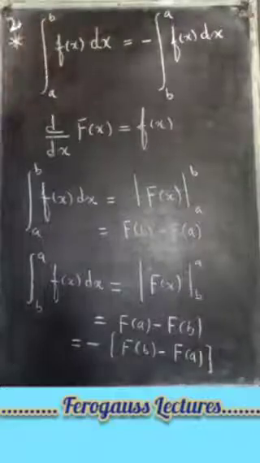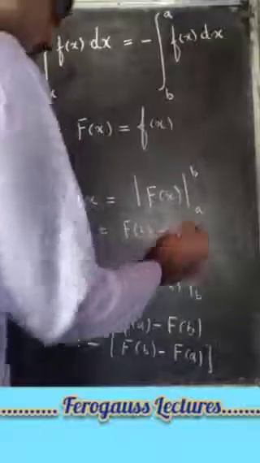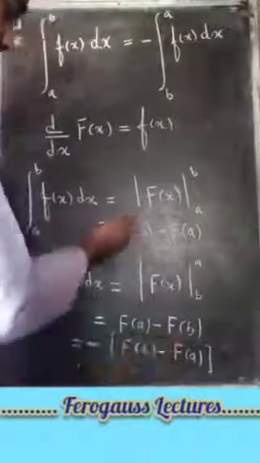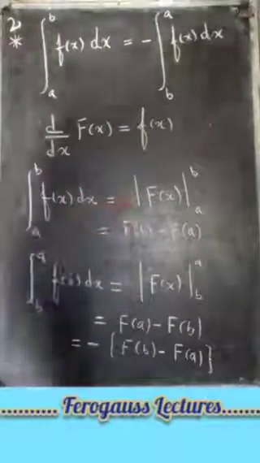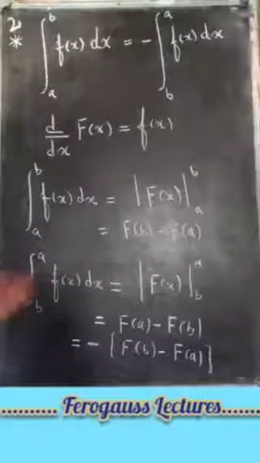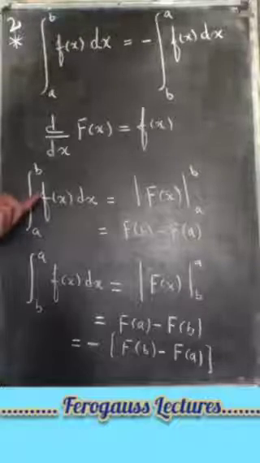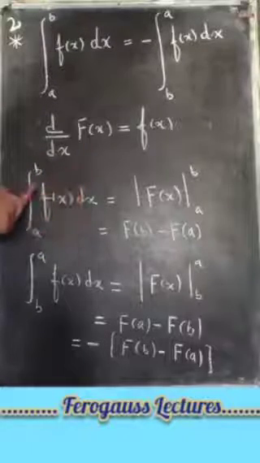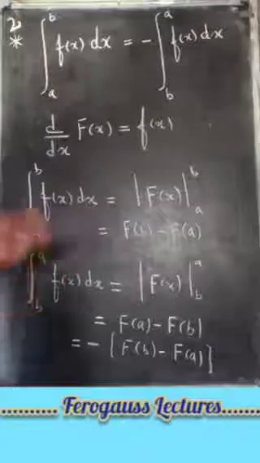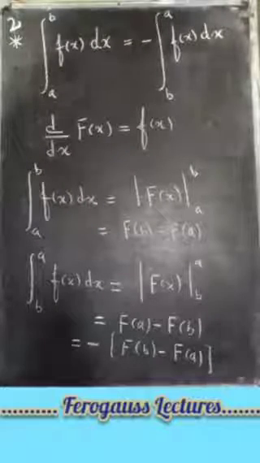Okay, now from these two equations, here we get F(b) minus F(a), and here we get minus times F(b) minus F(a). That means they are of opposite sign. So integral a to b f(x) dx and integral b to a f(x) dx are of opposite sign. That is, a to b f(x) dx is minus times b to a f(x) dx. This proves property number 2.